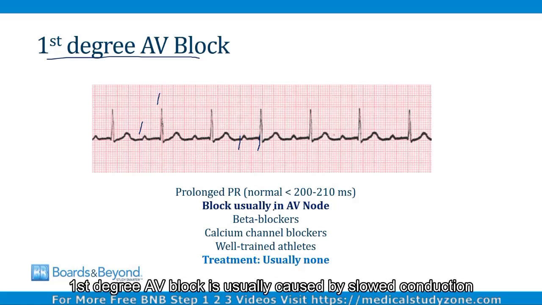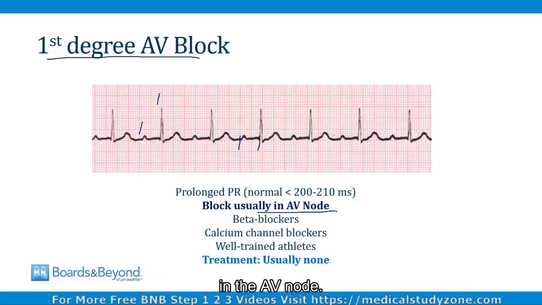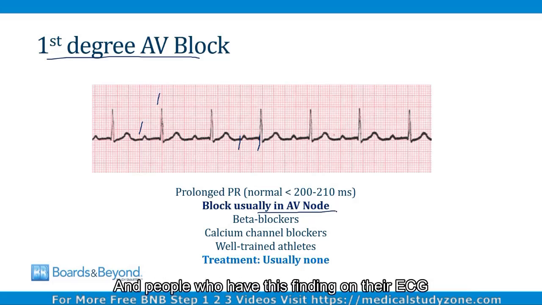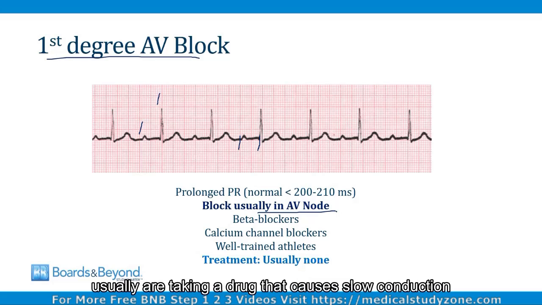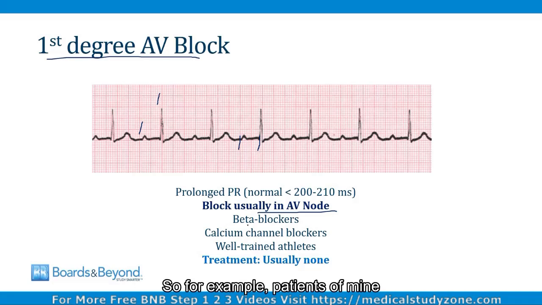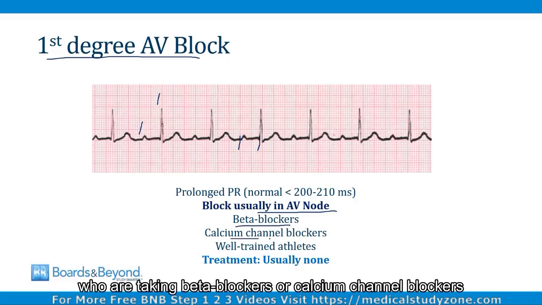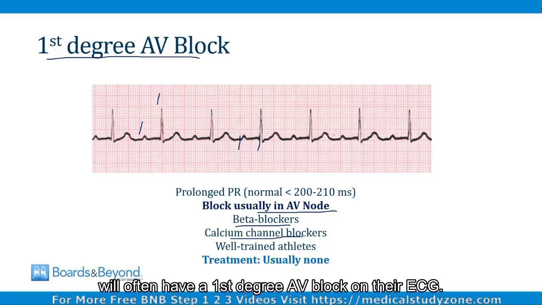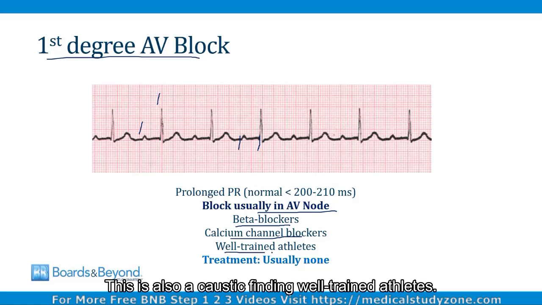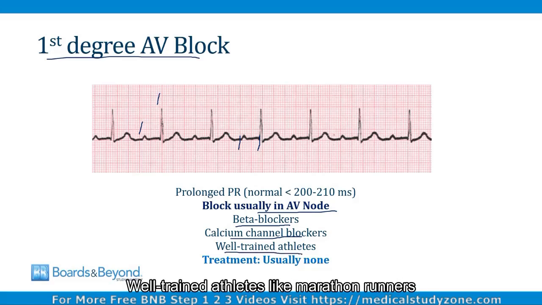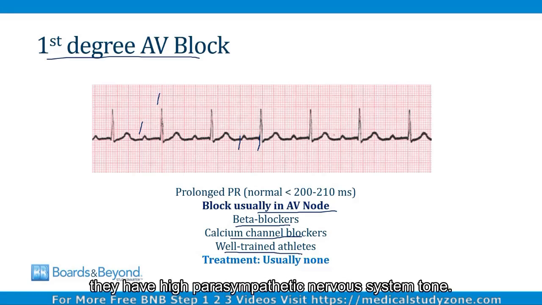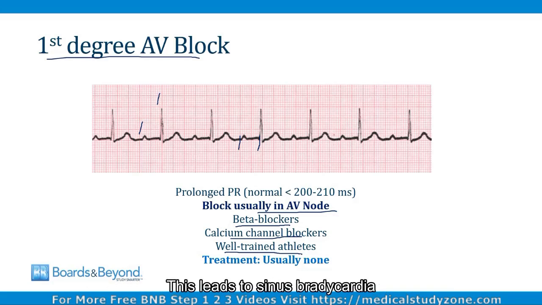First-degree AV block is usually caused by slowed conduction in the AV node, and people who have this finding on their ECG usually are taking a drug that causes slow conduction in the AV node. So for example, patients of mine who are taking beta blockers or calcium channel blockers will often have a first-degree AV block on their ECG. This is also a classic finding in well-trained athletes. Well-trained athletes like marathon runners have a very healthy heart, and at rest they have high parasympathetic nervous system tone. This leads to sinus bradycardia and also a prolonged PR interval.